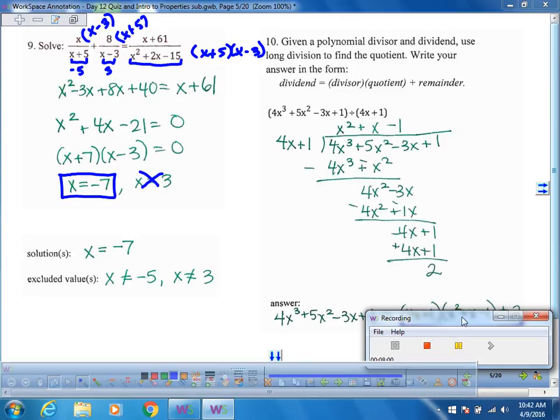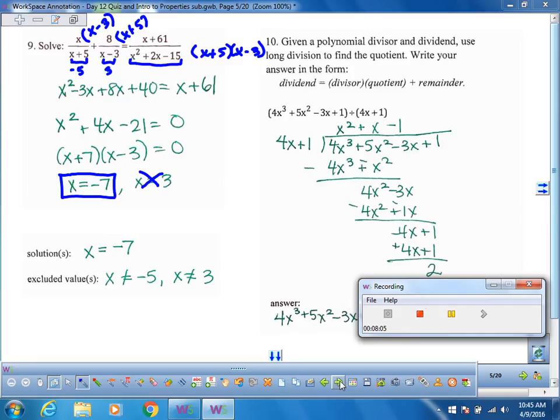My pointer's not working very well right now. Sorry about that. Okay, so let's move on.